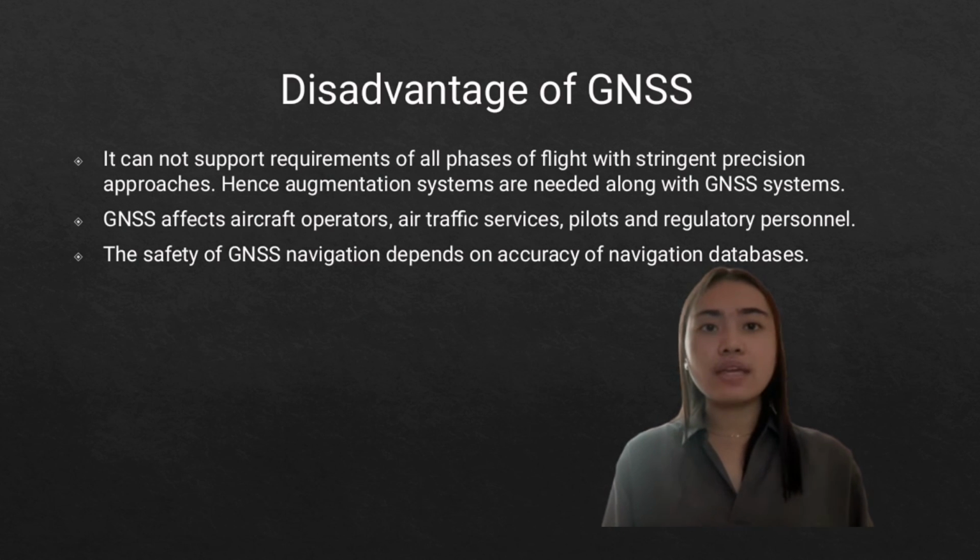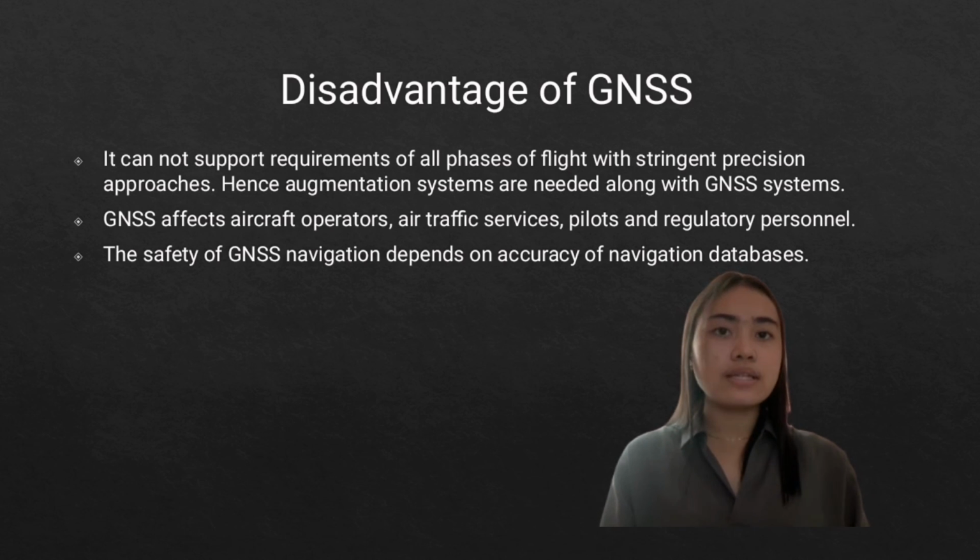So, the disadvantages of GNSS are, it cannot support requirements of all phases of flight with stringent precision approaches. Hence, augmentation systems are needed along with GNSS system. Second, GNSS affects aircraft operators, air traffic service, pilots, and regulatory personnel. And lastly, the safety of GNSS navigation depends on accuracy of navigation database.